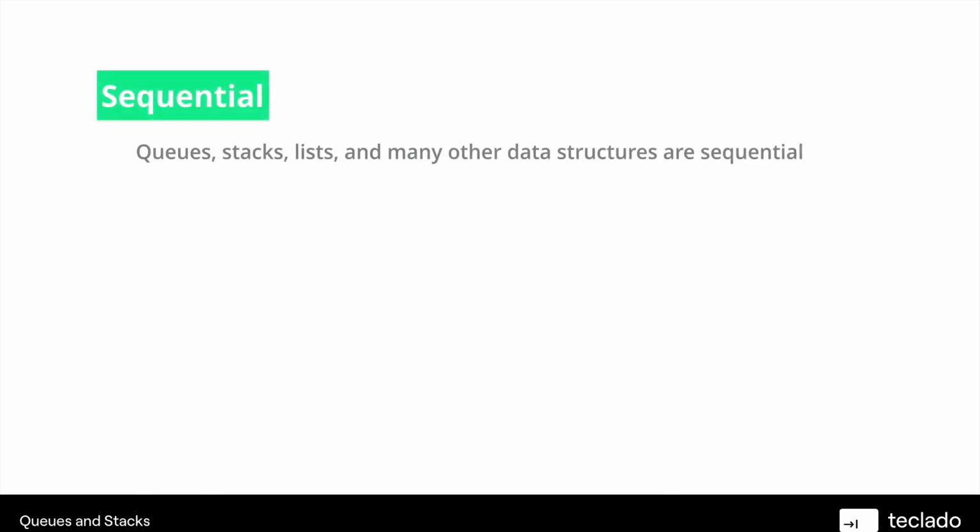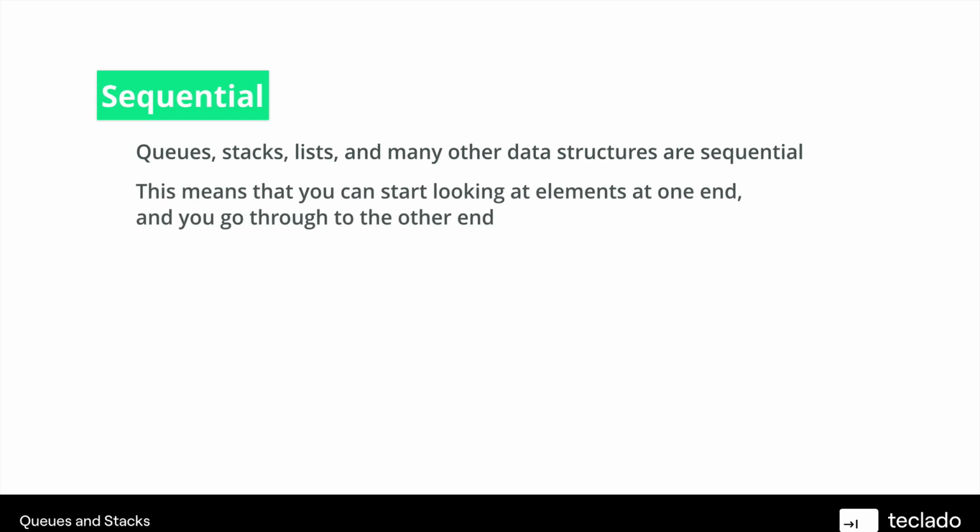We can say that these queues and stacks and lists and many other data structures as well are what we call sequential. You start looking for elements at one end, and you go through until the other end. So if you are with a queue, you start at the first element, then you move on to the second one, third one, and so forth, until you reach the very last element.